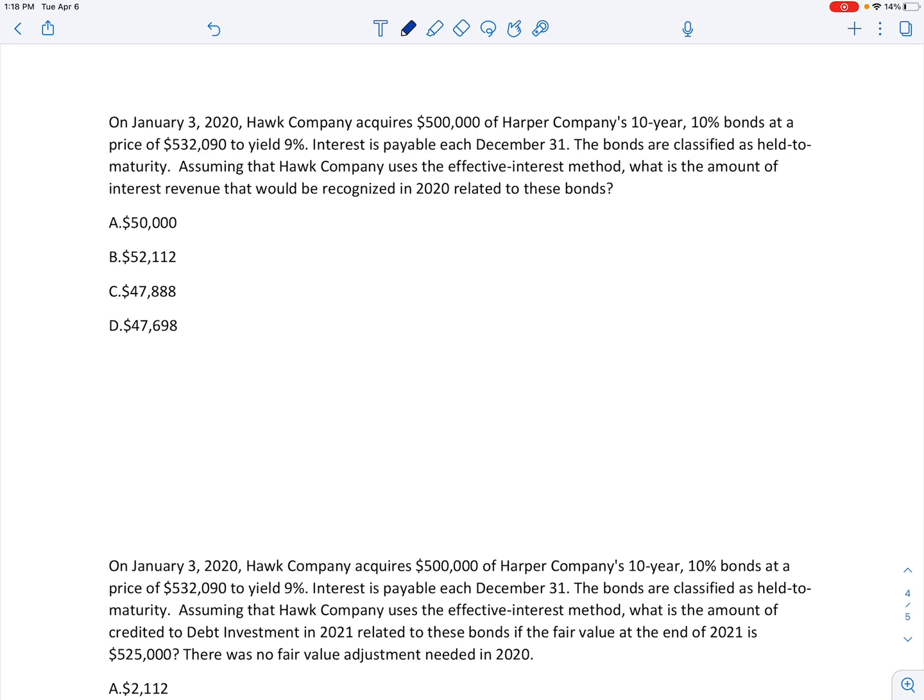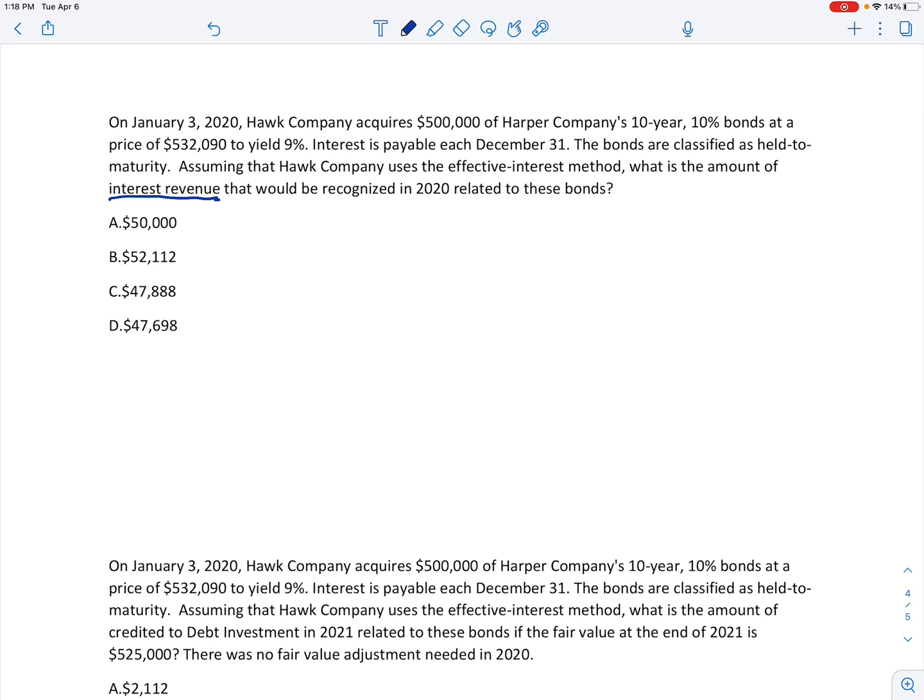Alright, so let's look at some of these. On January 3rd, they acquire $500,000 of Harper Company's 10-year, 10% bonds at 532,090, which yield 9%. They want to know the interest revenue that would be recognized in 2020 related to these bonds.